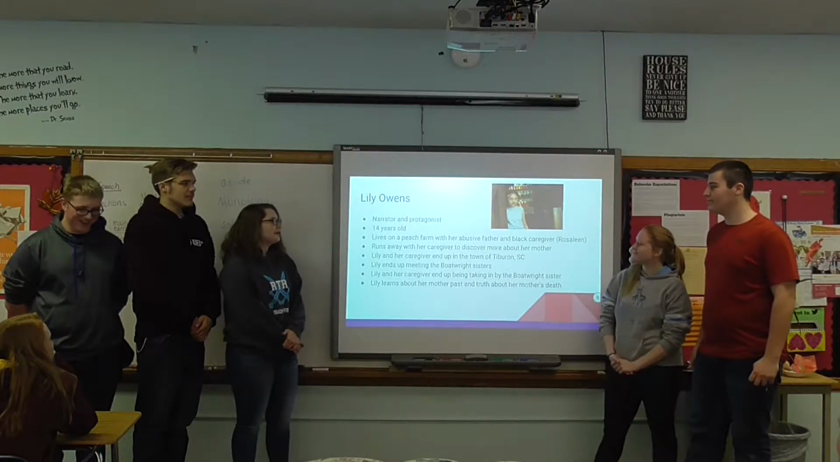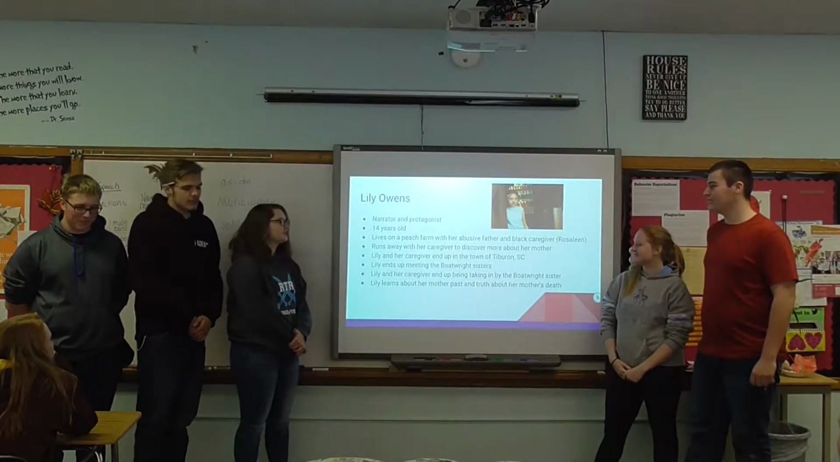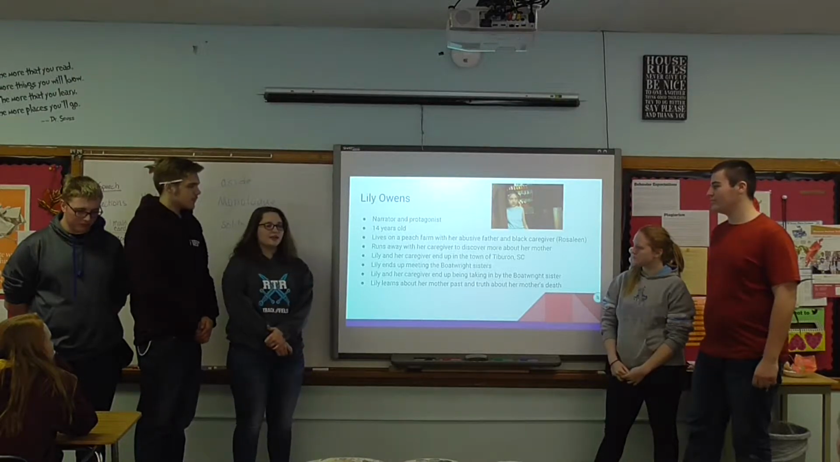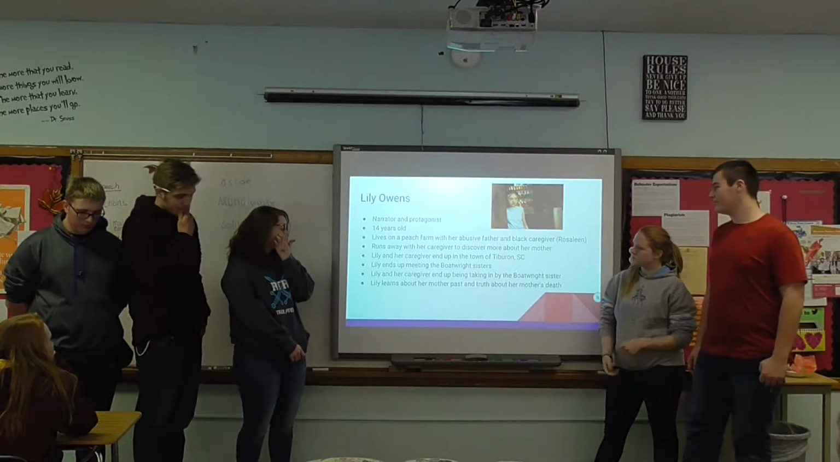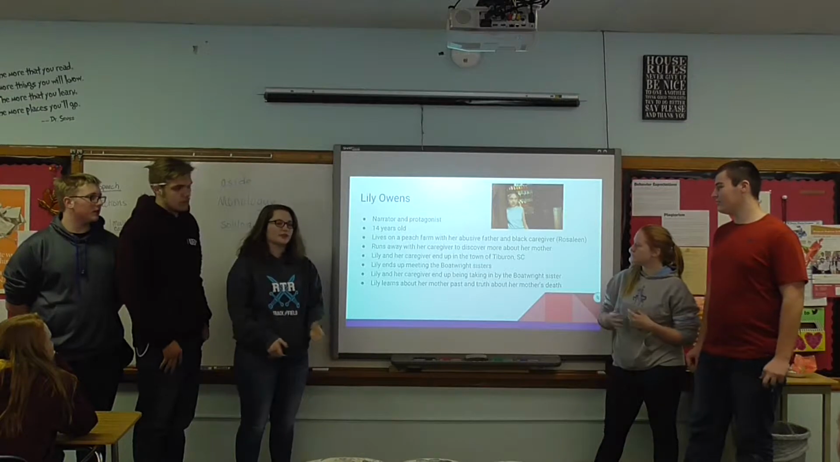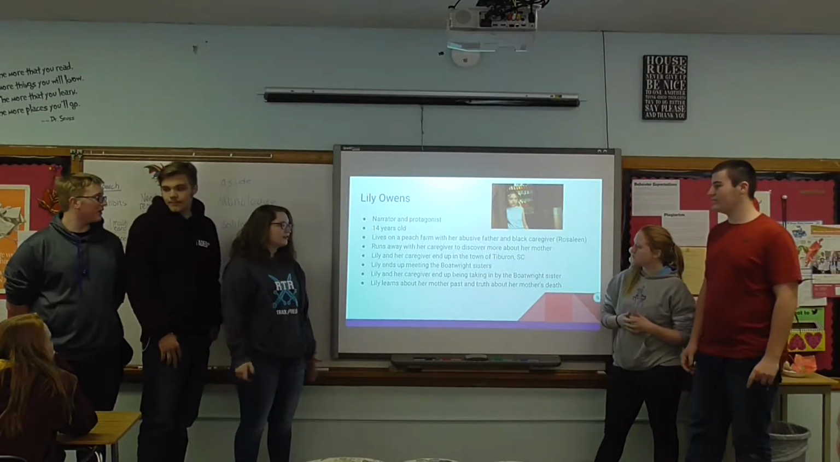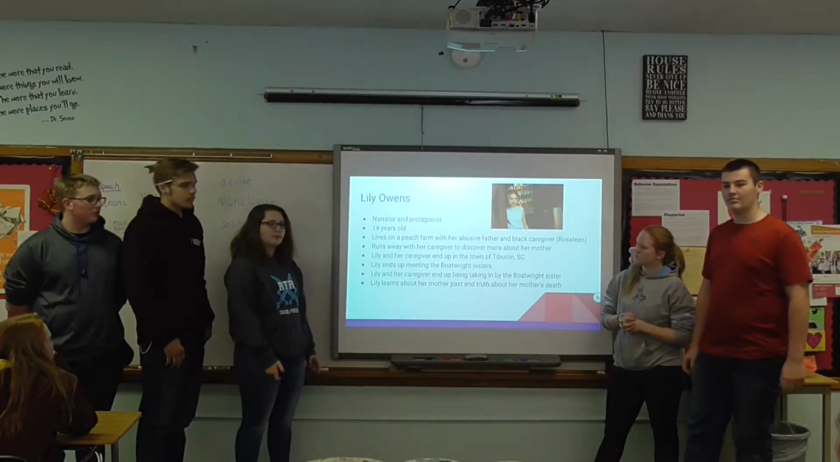Okay, this is Lily Owens. She's the narrator and she's the protagonist. She's 14 years old. In the beginning, she lives on a peach farm with her abusive father and her black caregiver, Rosaline. She runs away with her caregiver to discover more about her mother and what happened with her.